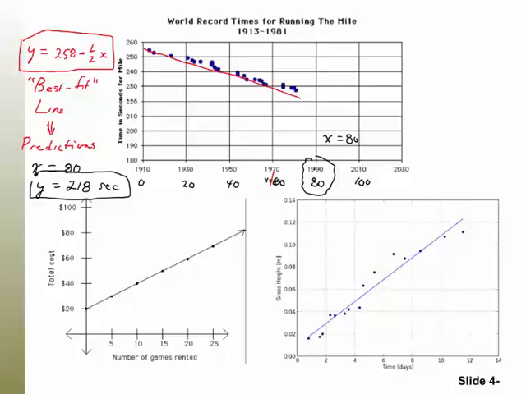So that's the idea of a best fit line: you can predict, get an idea of what values would be for data points that you don't have. You see? We could also predict the fastest mile in 1950. Well, we'd plug 40 in, and it'd be 238.